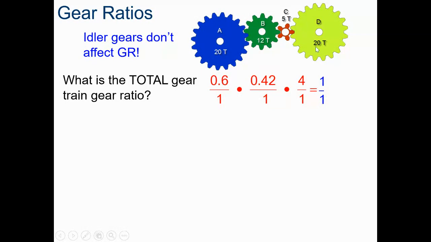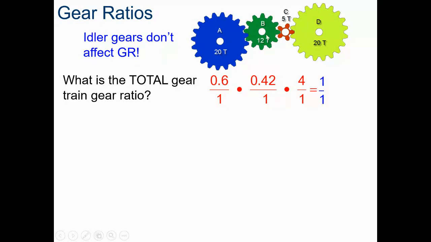But what it really comes down to for you guys is anytime we're doing the gear ratio for a simple gear train, we're just going to take the number of teeth of the output over the number of teeth of the input. And we don't really worry about these middle ones. They may be important, they may not be. They may be doing some other task. Maybe they're just there to make my gear train longer. We don't know why they're there.